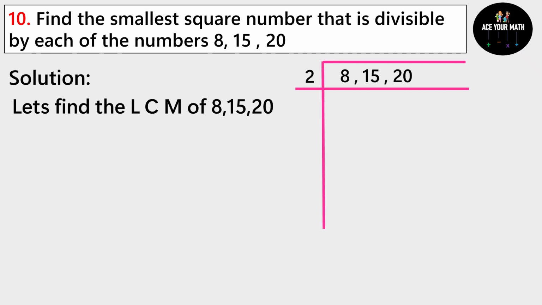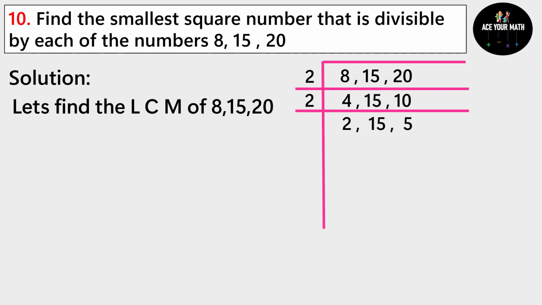Now if you see 8 and 20, they both are divisible by 2. So let's divide them by 2. You get 4. Now 15 is not divisible, so you will write 15 as it is, and the 20 will become 10. Now 4 and 10 are again divisible by 2, so again divide them by 2. 4 will become 2, 15 will remain as it is and 10 will become 5.